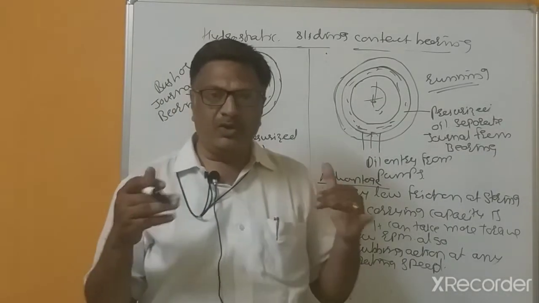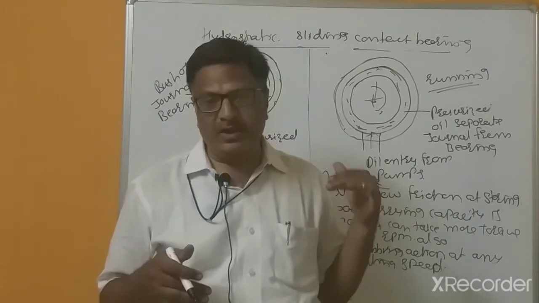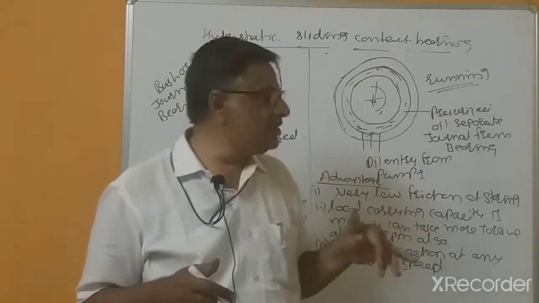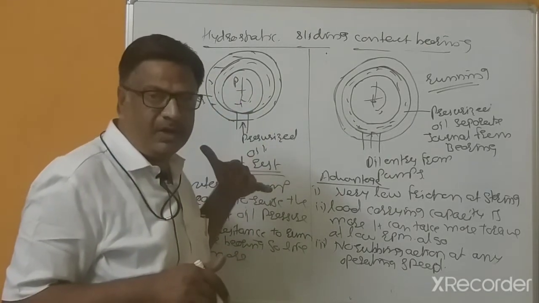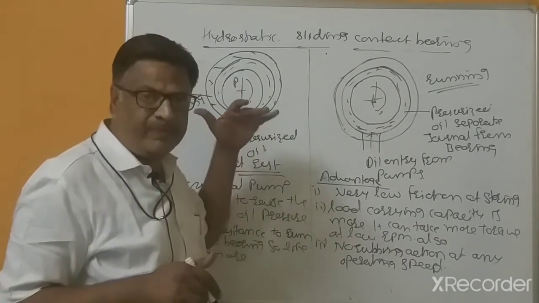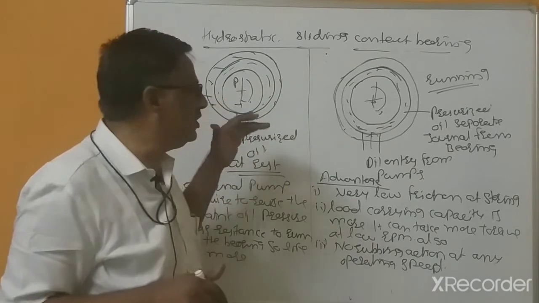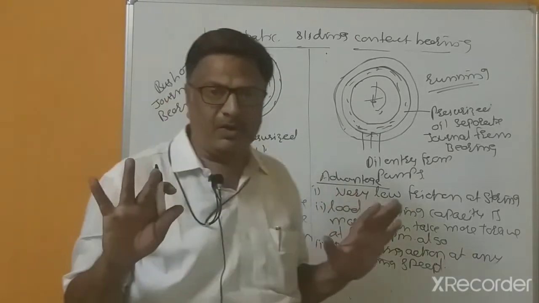Due to the lubricating oil present in the housing, it enters the wedges above the journal side of the housing and separates the journal, the shaft, from the housing. So there is no metal to metal contact.